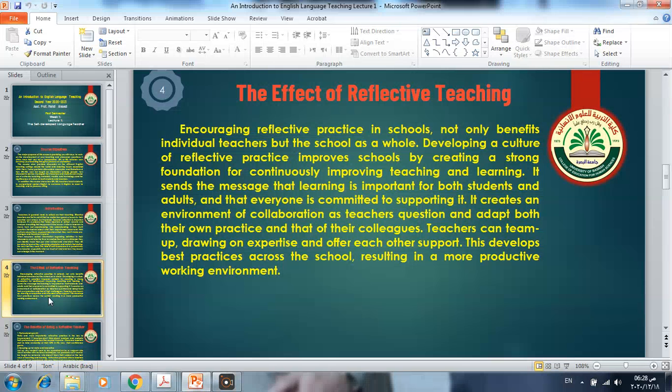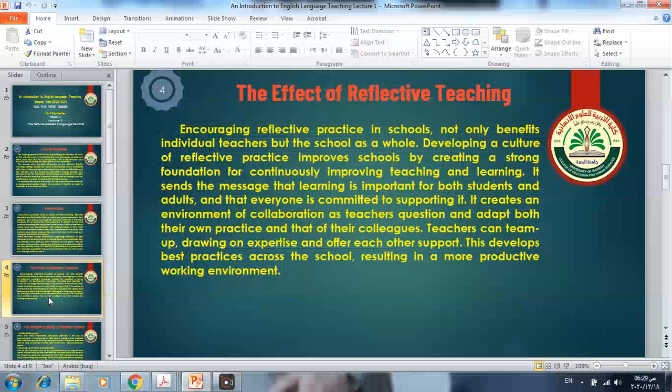The effect of reflective teaching. Now, what is the effect of reflective teaching? Encouraging reflective practice in schools not only benefits individual teachers but the school as a whole. So the process of reflecting on teaching is going to benefit the teachers themselves and the schools which are hiring them. So developing a culture of reflective practice improves schools by creating a strong foundation for continuously improving teaching and learning. So this culture of reflecting on the teaching process improves the schools in that they will create a strong foundation for continuous improvement of teaching and learning.